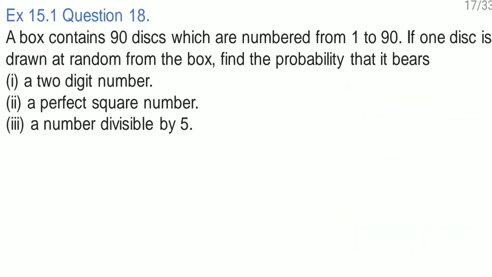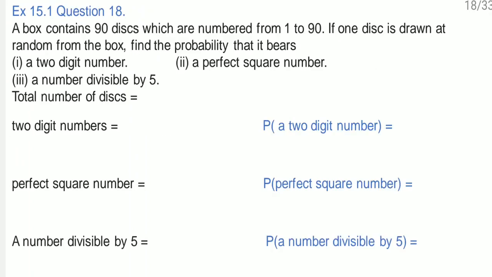Question number 18. A box contains 90 discs which are numbered from 1 to 90. If one disc is drawn at random from the box, find the probability of the following. So here, first we'll write down the total number of discs. Now from 1 to 90 are there, that means the total number of discs is 90.